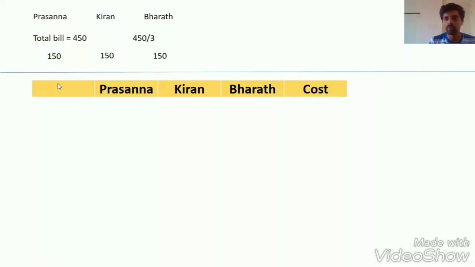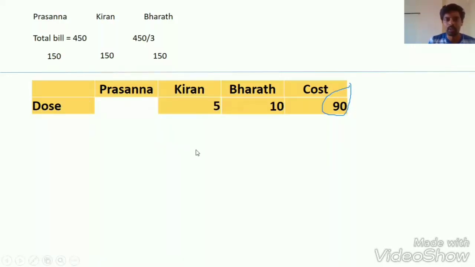After I went home, I did one detailed analysis, and this is the analysis. First, we had dosa. The total cost of dosa is 90 rupees. Bharat had 10 bites of that, out of one dosa. Kiran had 5 bites, and me, Prasanna, had 5 bites. So 5 plus 5 plus 10 is 20. For 20 bites, we paid 90 rupees.